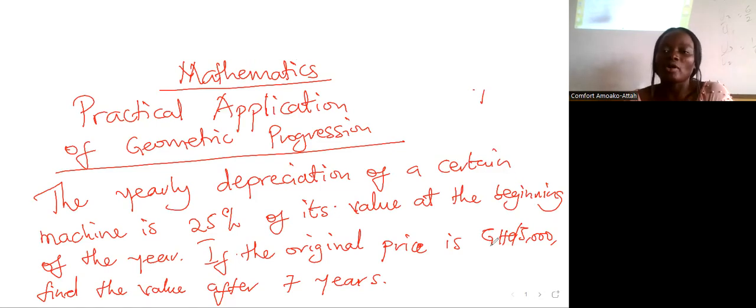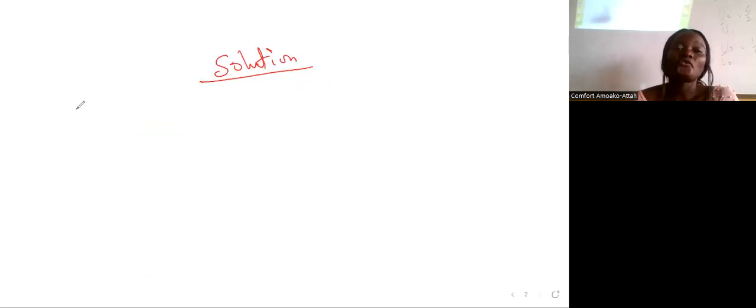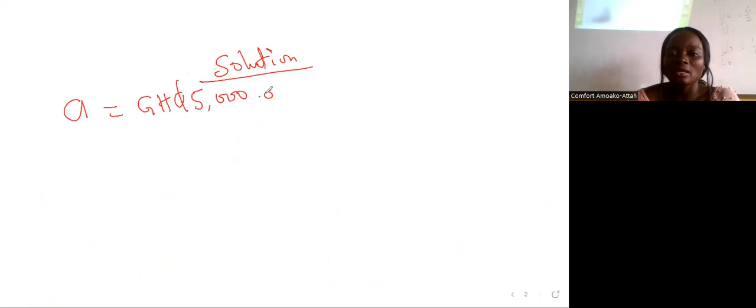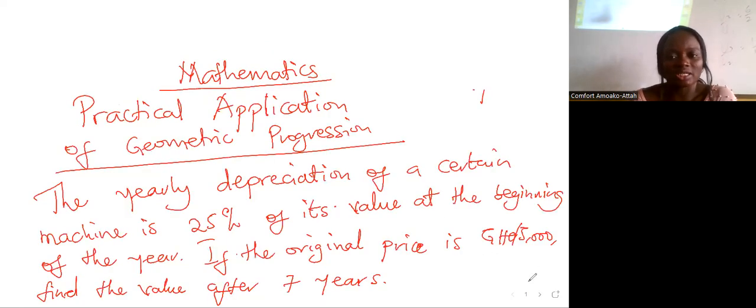All right. So if you have a question like this, what is the first thing to do? This is under the practical application of geometric progression. From our question, we can say that the first term is what? It's our 5,000 Ghana cedis. The question said the initial amount was 5,000 Ghana cedis, so this is giving us our first term. Good. Then, having got your first term, let's go back to the question. This 25% is giving us our ratio.